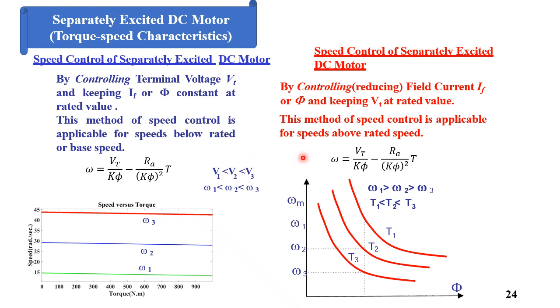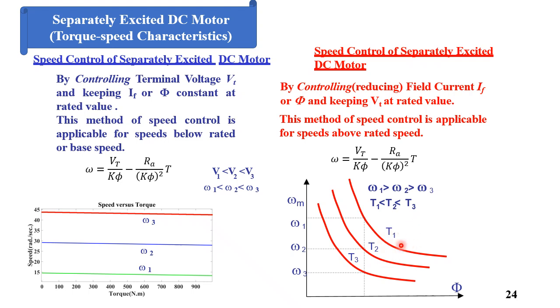If we need to increase the speed above the rated speed, we have the second option, which is speed control by field current or field control. We keep V terminal at the rated value and we control the flux of the machine, or the field current. The field flux is inversely proportional to omega. As we need to increase the speed, we will decrease the flux, which is called the field weakening method.